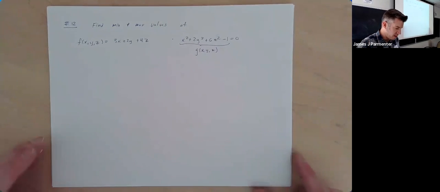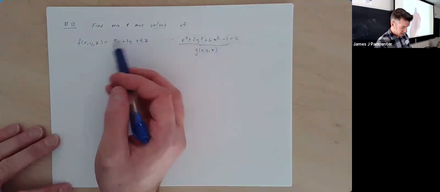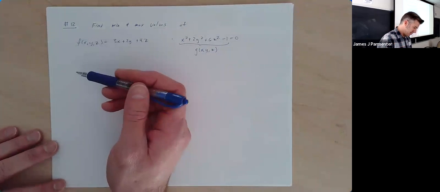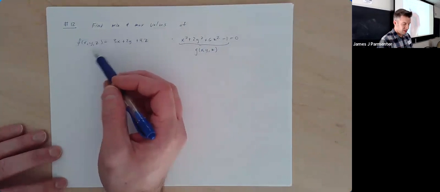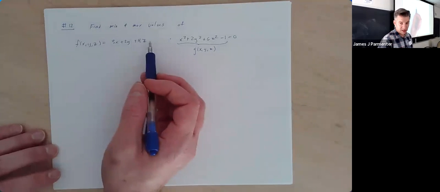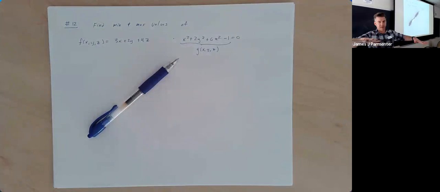I always think it's worth pointing out that this thing on its own doesn't have a max or a min. This function of x, y, and z, it's hard to think of this as a surface unless you set it equal to a constant. But whatever constant you set it equal to, this would just be a plane. A plane doesn't have a maximum or a minimum, right? It just keeps getting bigger and bigger and smaller and smaller, but it doesn't ever top out unless you restrict its domain to some region.